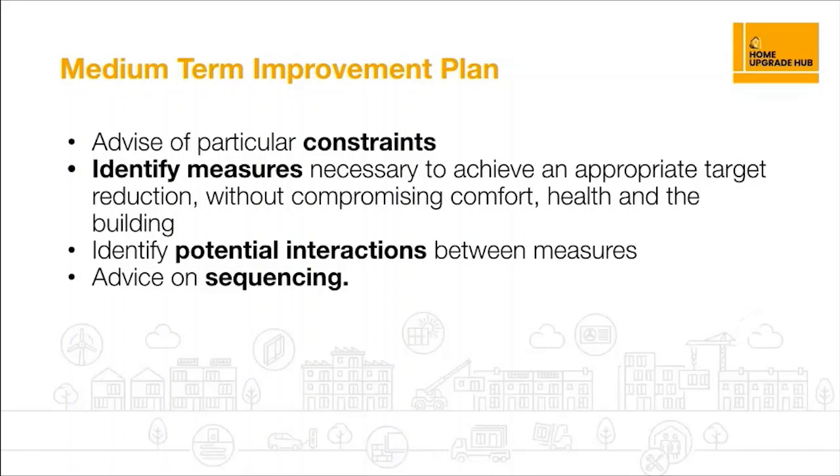So these two stages, the medium-term improvement plan and the option improvement evaluation, are probably going to be quite crucial parts of your batch application process, because that requires you to have assessed the homes and have a package of measures agreed.